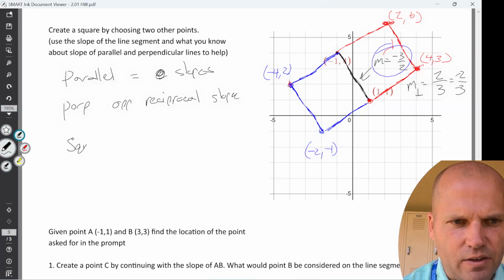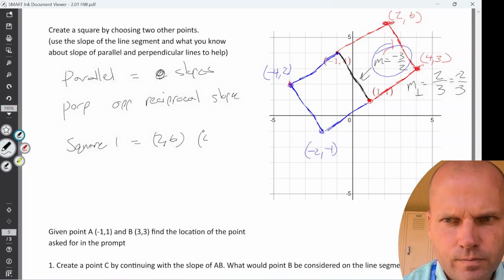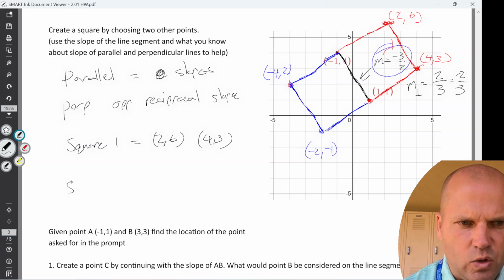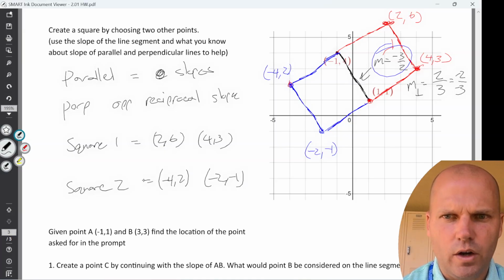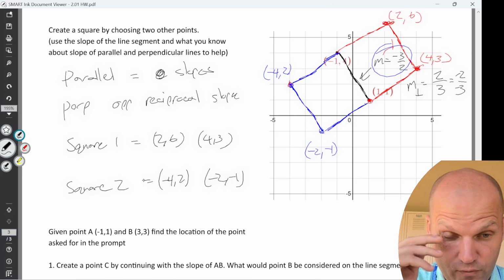So I'm going to write down square 1. It could have the points 2, 6 and 4, 3. I could write that square 2 could have the points -4, 2, and -2, -1. That would connect with the points -1, 4.